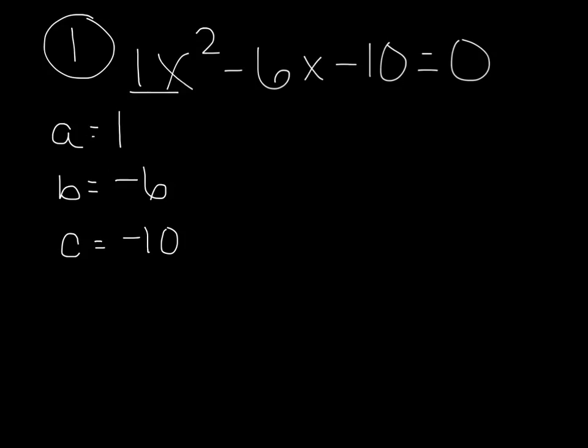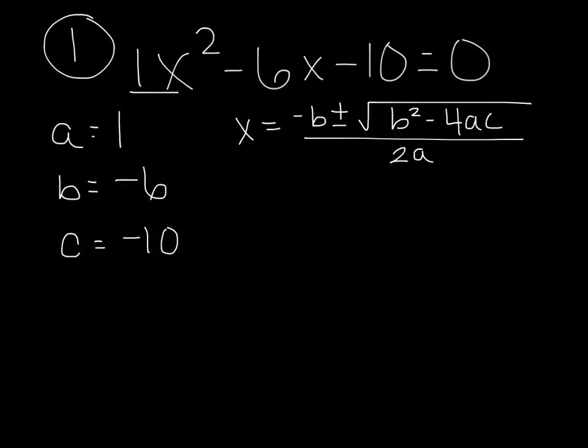All right, and then we're going to go ahead and plug it in the quadratic formula. So I'm just going to rewrite the quadratic formula real quick here. Negative b plus or minus the square root b squared minus 4ac all over 2a. And it's literally a plug and chug problem from this point. So we're going to plug in the values that we have into our formula.